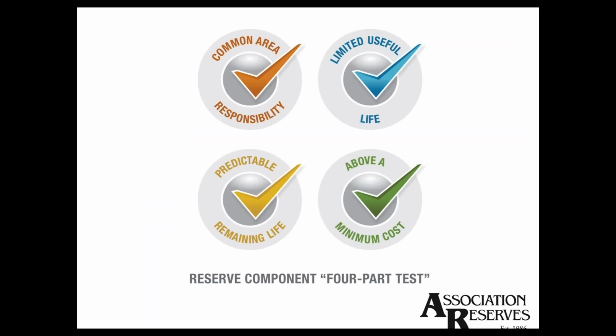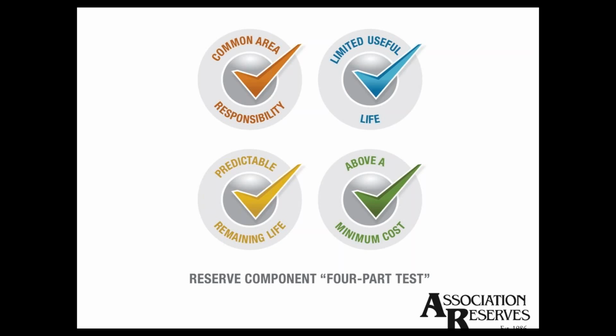It needs to be a common area maintenance responsibility, not private property or owned or maintained by another entity. It needs to have a limited useful life, not be something that's expected to effectively last forever. It needs to have a predictable remaining useful life. That means if you can't anticipate it getting to a particular point in time when it will need to be replaced, if you can't put a number on it, then by definition it is a surprise and you can't plan for it in the reserve budget.